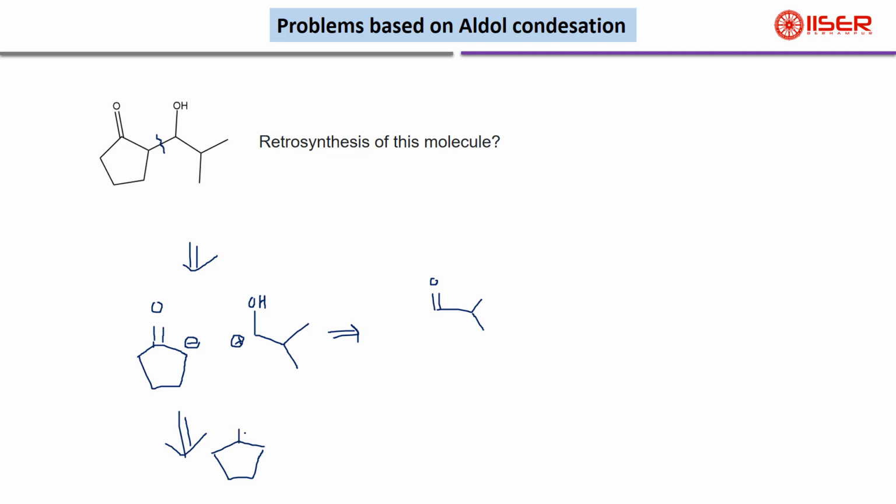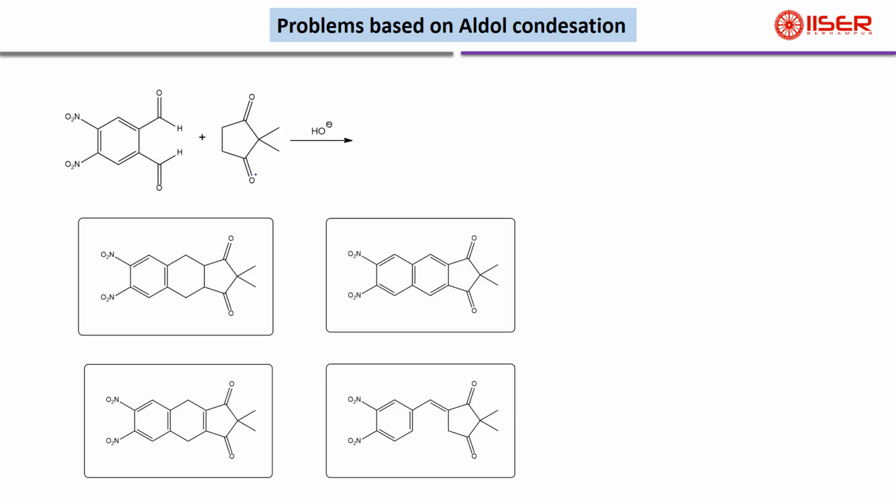So the forward synthesis you can plan easily. It's a simple aldol condensation. You will just take a proton from this alpha carbon. This will attack this aldehyde center and open up to give us this as our product. Okay. Let's go to the next question.